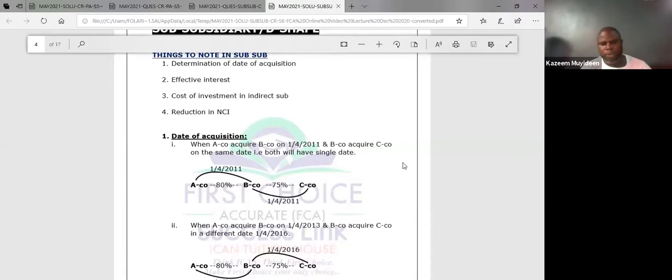They can only test the date of acquisition in these three ways. First one, the same day. ECO acquired BICO on 1st April 2011. The same day, BICO acquired SICO. Both will have a single date of acquisition, 1st April 2011. He has control over the two.